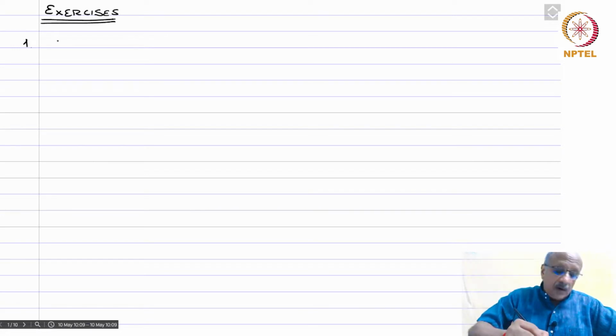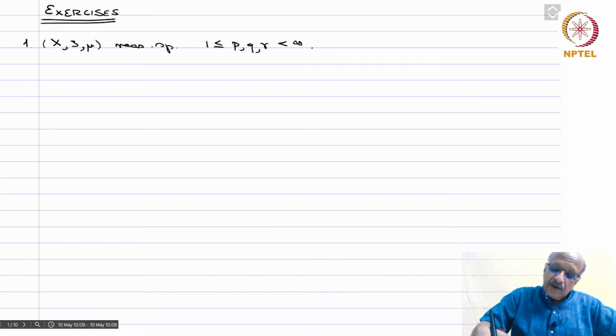Okay, so now let's do some exercises. First one: let X, mu be a measure space, and let 1 less than or equal to p, q, r less than infinity such that 1 by p plus 1 by q equal to 1 by r.